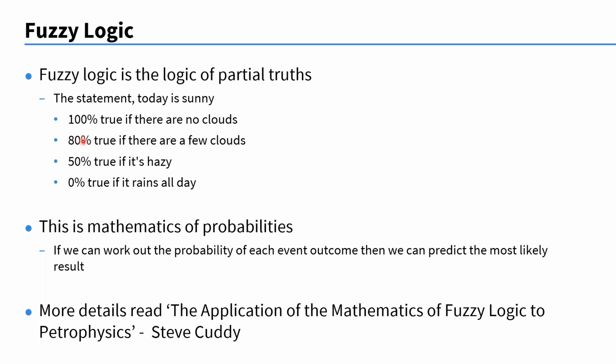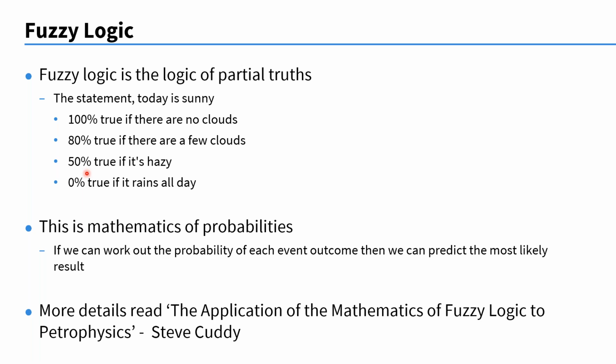This statement is 80% true if there are a few clouds in the sky. It is 50% true if it's a bit hazy outside, but we could say that this is 0% true if it rains all day, and then we could say that today is definitely not sunny. So what Fuji Logic does is a mathematics of the probabilities. It assigns a probability to the quality of the prediction that's been done, and it recognizes more than just a simple true or false value.